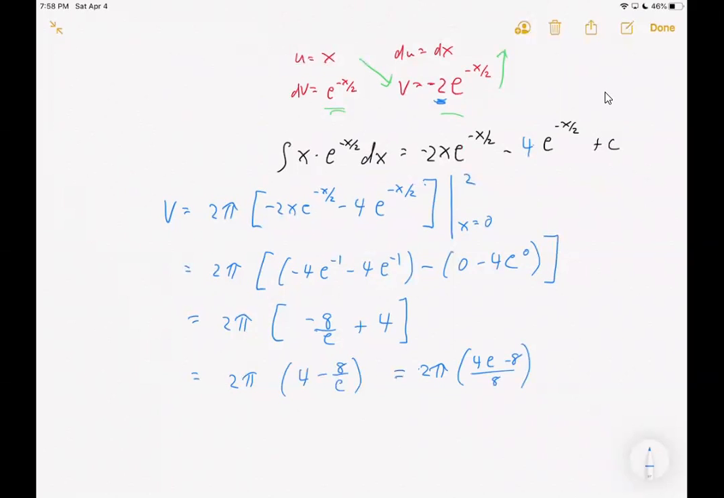And we can probably factor out the 4. Actually, hold on one second. Let me get all my thoughts together. We can factor out the 4. Let me just do this in 2 steps. We'll have 8 pi when we factor a 4 out. We'll have that over e. When we factor a 4 out, we're left with e minus 2. There we go. So the best answer is pi times e minus 2, which is a positive number because e is about 2.7 something.